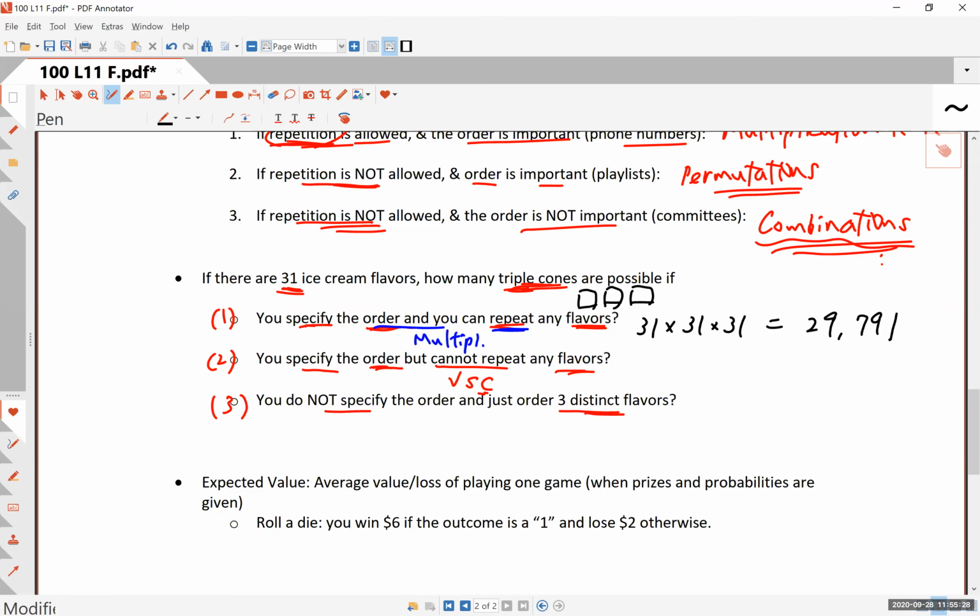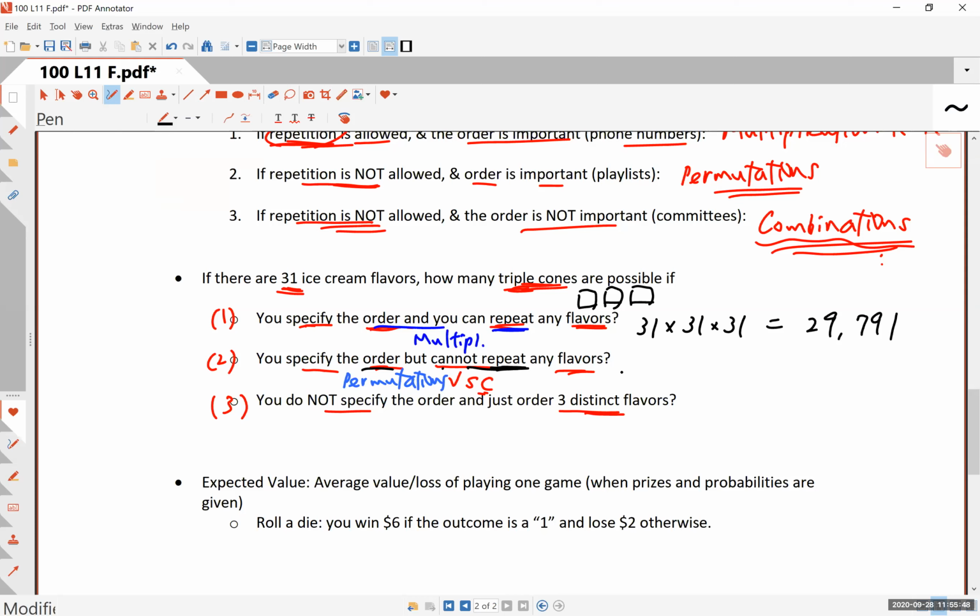these conditions. Okay. Now the second one, you cannot repeat. So no repetitions allowed, but the order matters, right? So this is a what? This fits the category permutations. You are looking for how many permutations there are if you had to choose 3 out of 31.